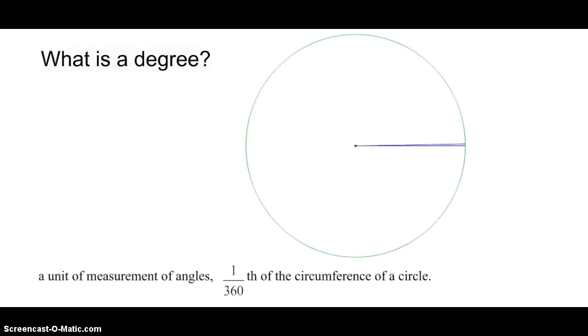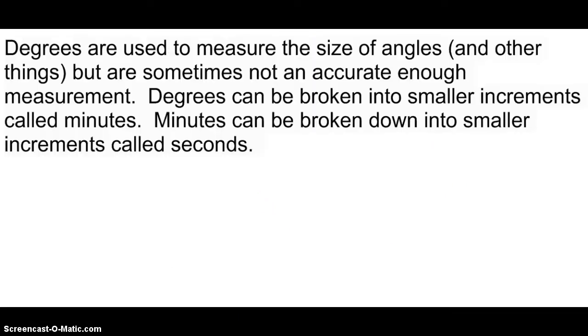Angle measure. Degrees, minutes, seconds. What is a degree? A degree is a unit of measurement of angles. It is 1/360th of the circumference of a circle. Degrees are used to measure the size of angles and other things, but are sometimes not an accurate enough measurement.